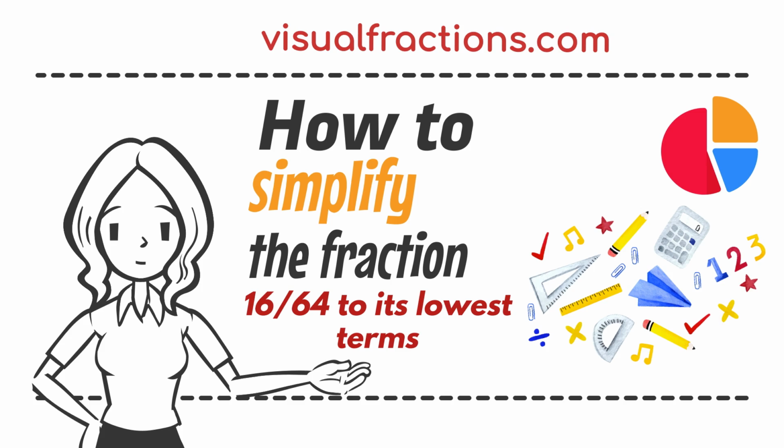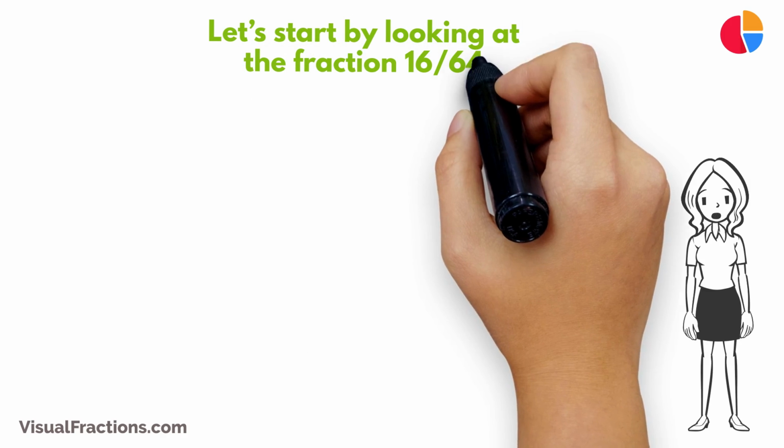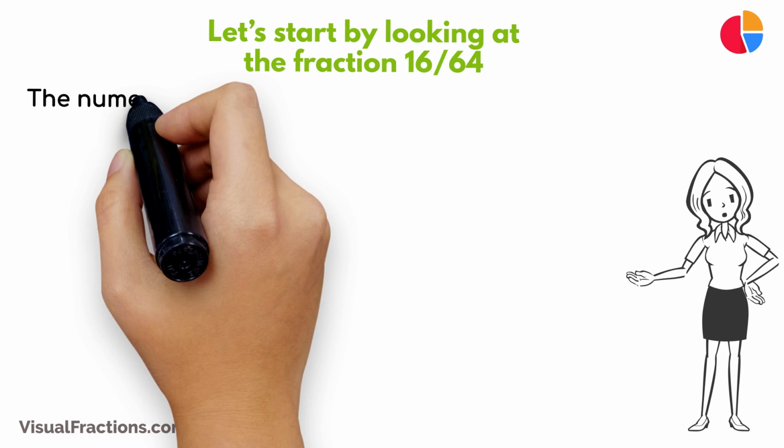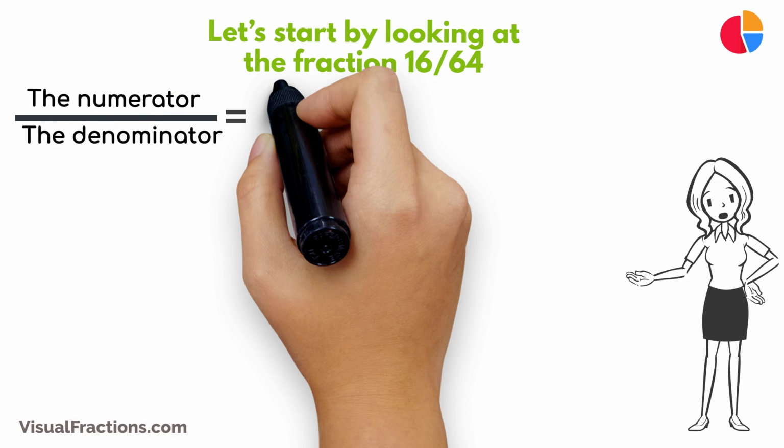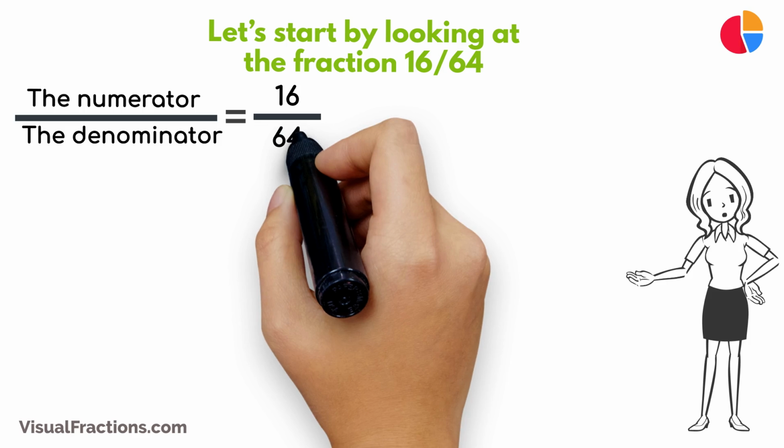Today, we're going to explore how to simplify the fraction 16/64 to its lowest terms. Let's look at the fraction 16/64. To simplify it, we'll divide both the numerator and the denominator by their greatest common factor.